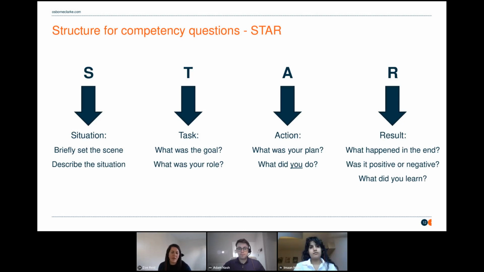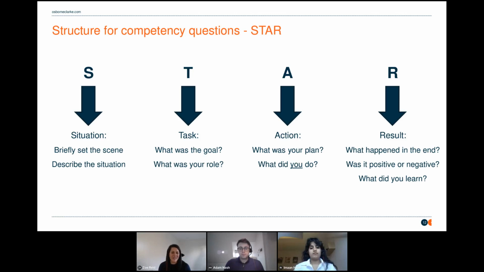So here's some more information on the STAR technique that I mentioned. This is a really great framework for completing your competency questions. And as somebody who reviews competency questions and all of the applications that come in, it's a structure that I find really helpful to help me work out if a candidate has covered all of the key points that we would expect them to within their answers.